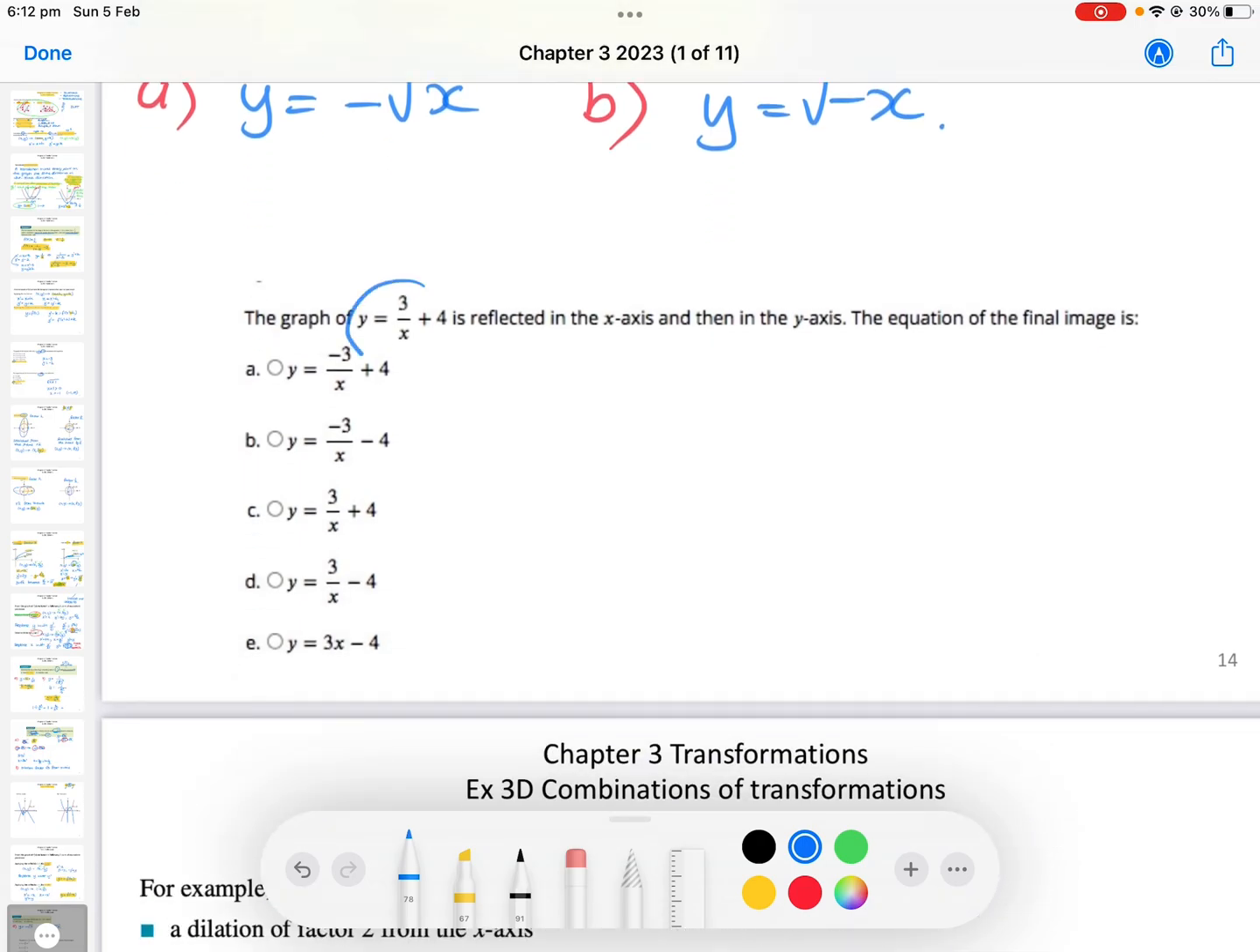The graph of y equals 3 on x plus 4 is reflected in the x-axis and then in the y-axis. So what's the equation of the final image? I am going to let you stop the video, have a go at that question and see whether you get it right.